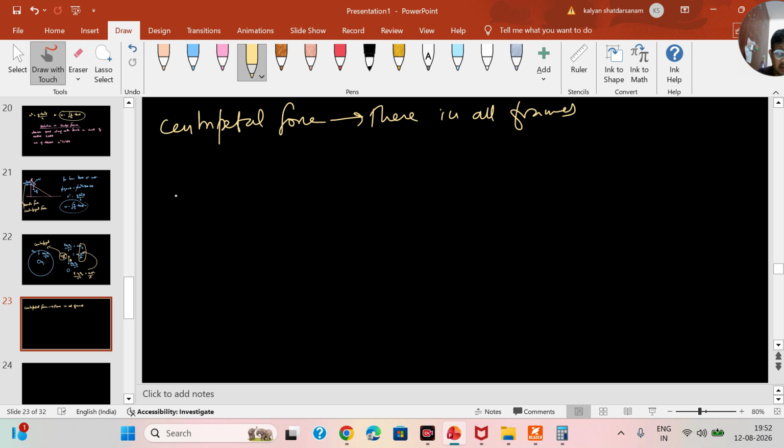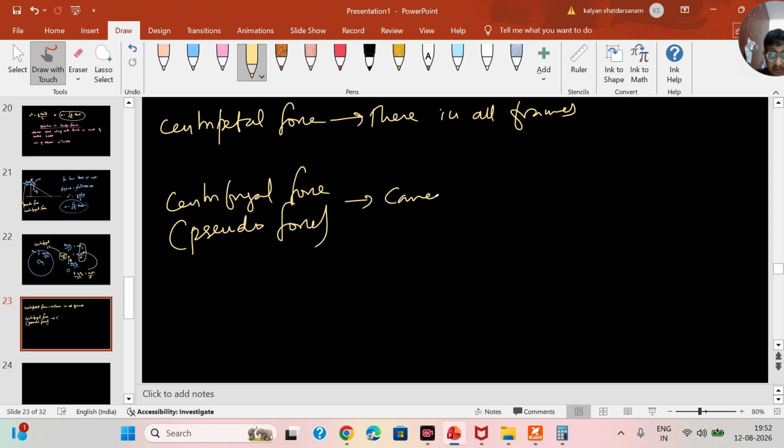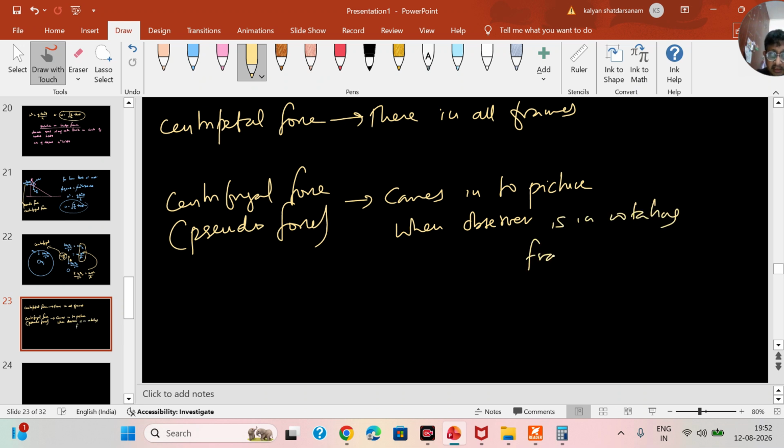Whereas centrifugal force is a pseudo force. It comes into picture when the observer is in a rotating frame. He is going along with that object which is also rotating. It comes into picture when the observer is in a rotating frame.